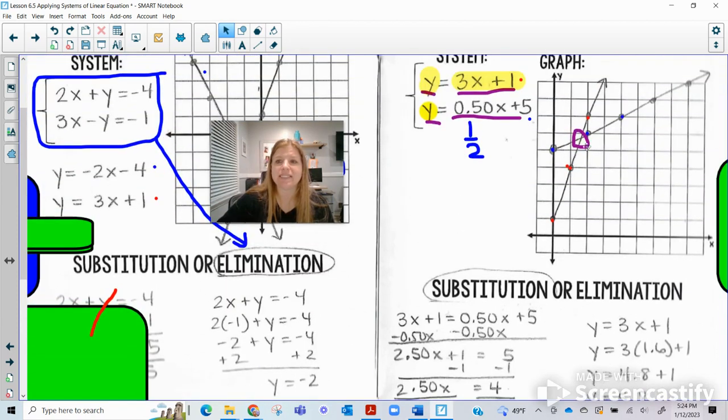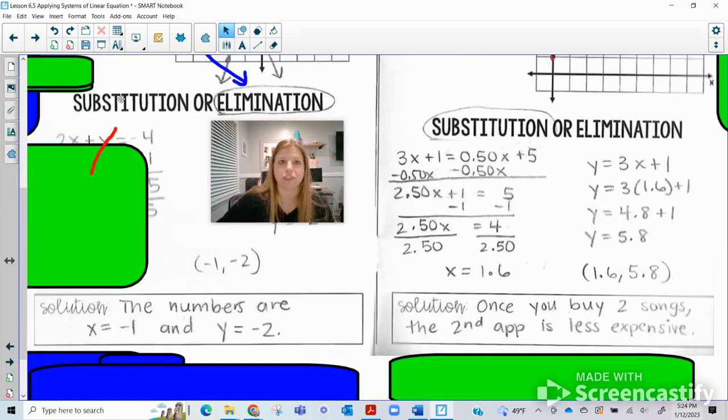You can see that these lines intersect at this point. At this point, they would cost the same, these 2 apps. But the moment you wanted to buy 2 or more songs, so here's where 1 song would cost, here's where 2 songs. 2 songs on the second app is cheaper than 2 songs on the first app. If you only wanted to buy 1 song, the first app would be cheaper, but the moment you go to buy 2, the second equation is forever cheaper.